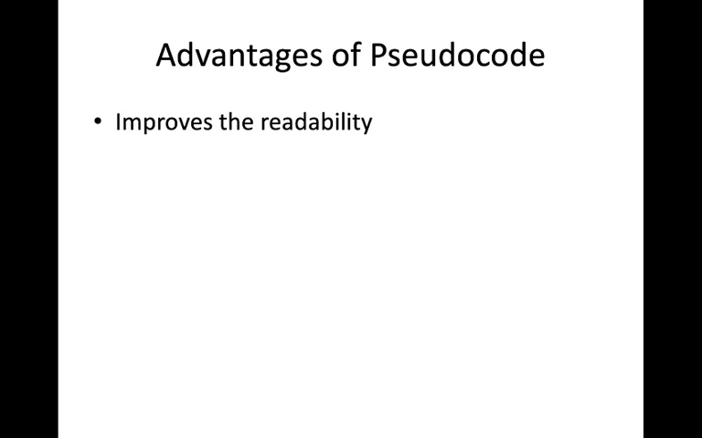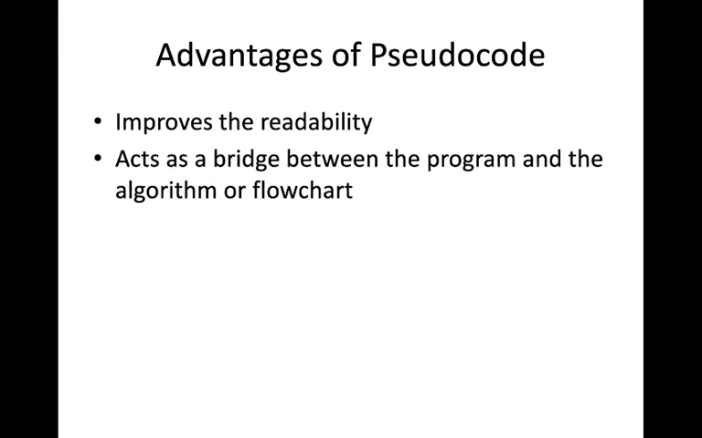The advantages of writing the pseudocode: it improves the readability of the program. When some people write a pseudocode, we can understand the code in a much better manner. And also it acts as a bridge between the program and the algorithm or flowchart. After writing an algorithm or flowchart, we need not go directly into a program. We can write the pseudocode of that program, which will improve the readability of that program. So it falls in between the program and flowchart, or program and algorithm.